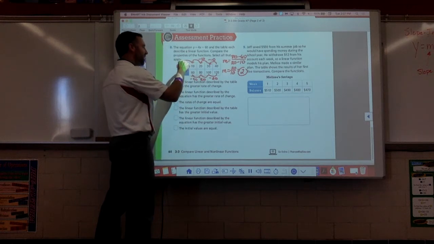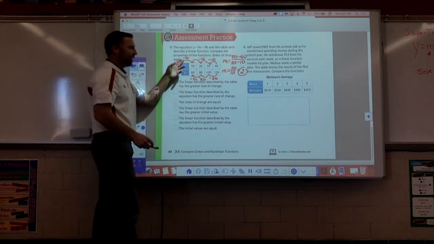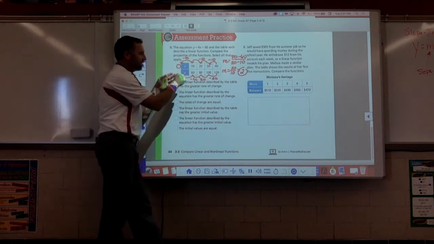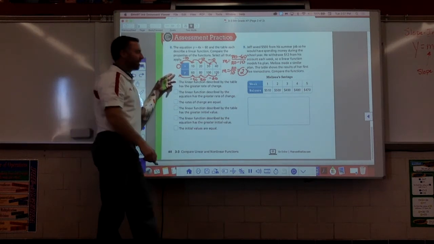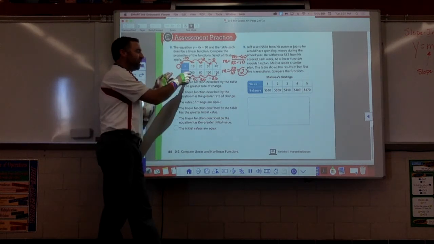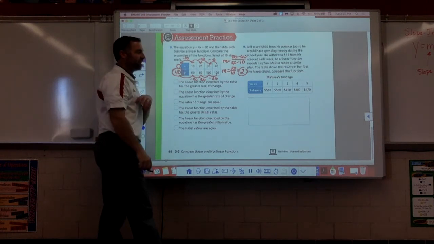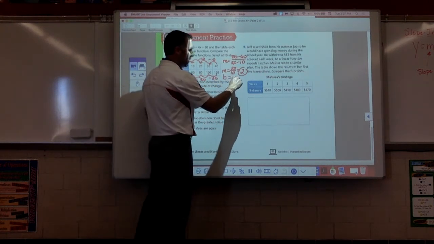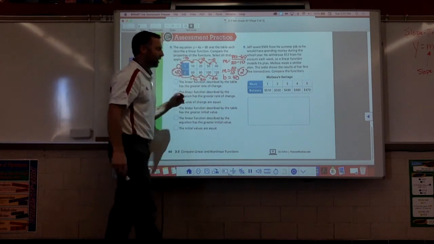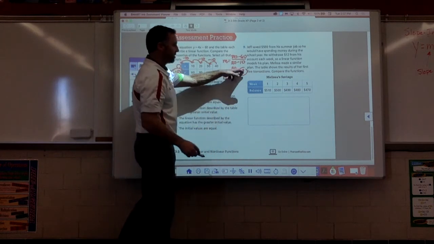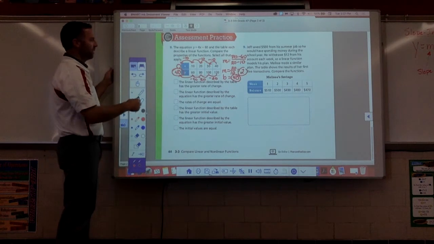If I take 10 more off on the top, or my x value, how much am I going to take off on my y value? 20. I'm going to take off 20. Well, what's 60 minus 20? 40. So your initial value for the table, or our y value, for B, is 40. We have a rate of change of 2, y-intercept of 40.